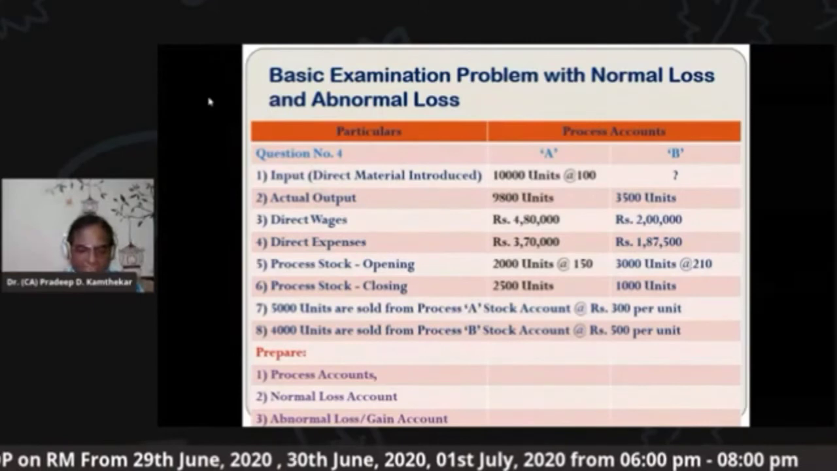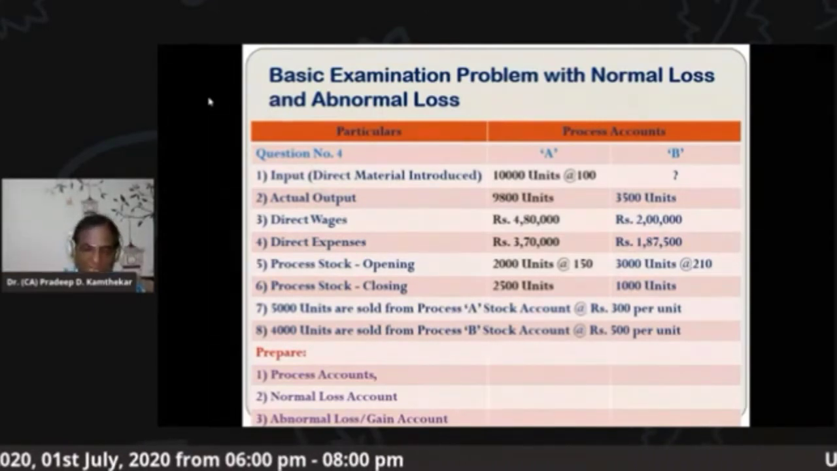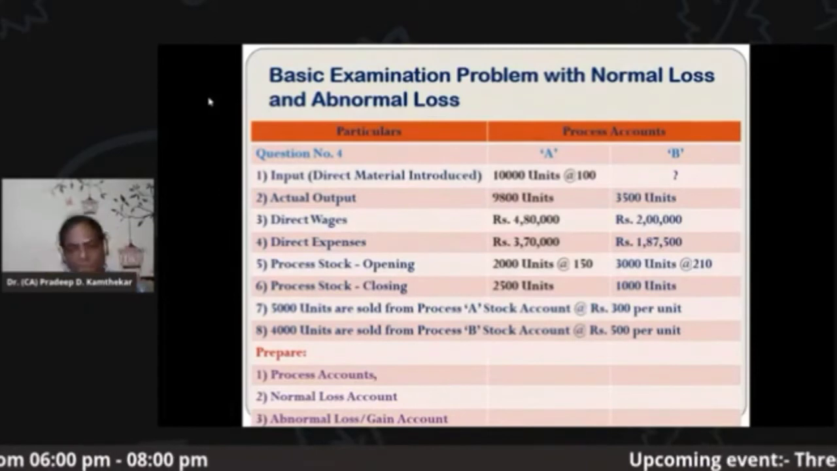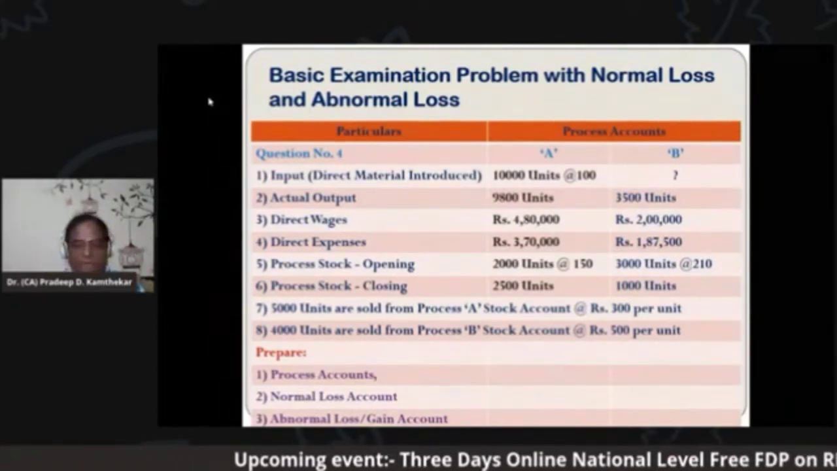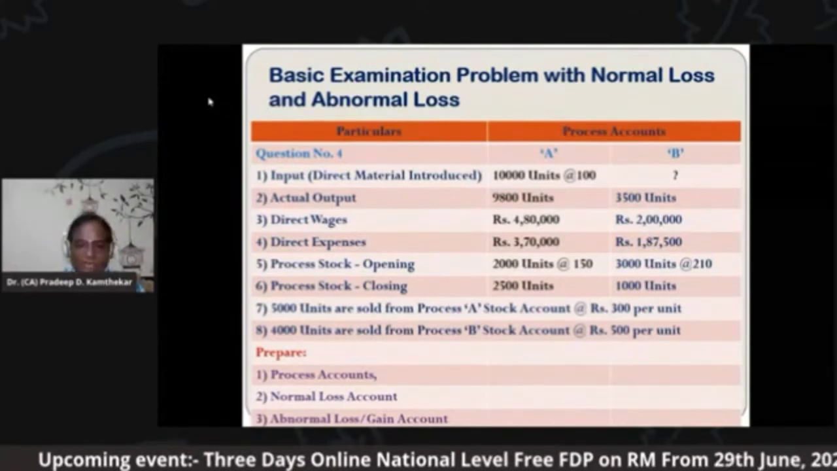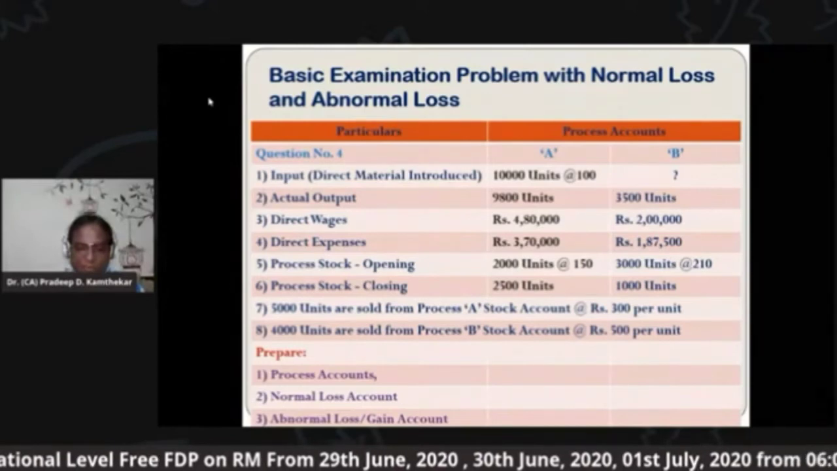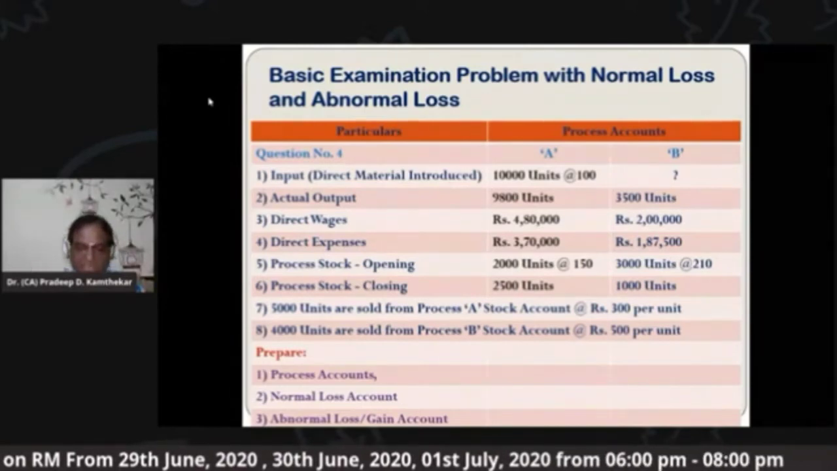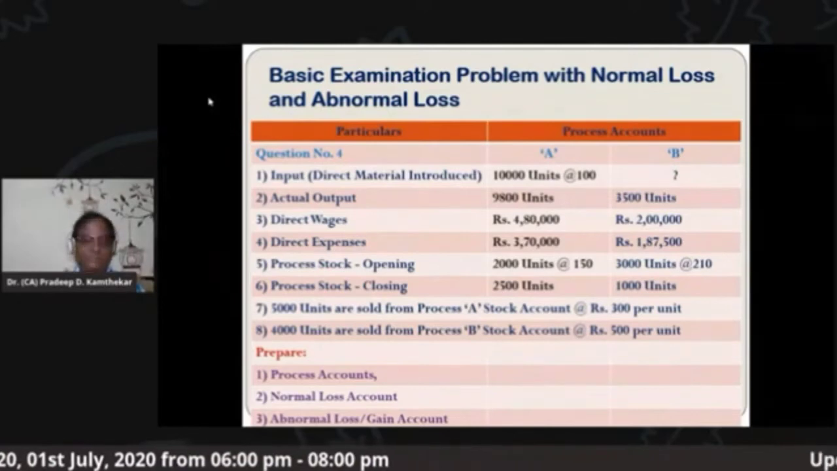Then from process A, the units are transferred to the process A stock account. From that, certain units are sold. On these sold units, we calculate profit the way we calculated in the previous sum. And the closing stock units are valued at the CPU, the cost per unit of the process. And the difference in the process stock account is transferred to the next process.